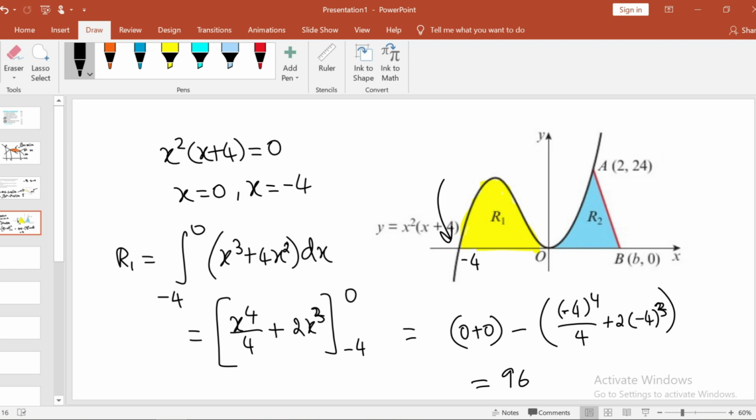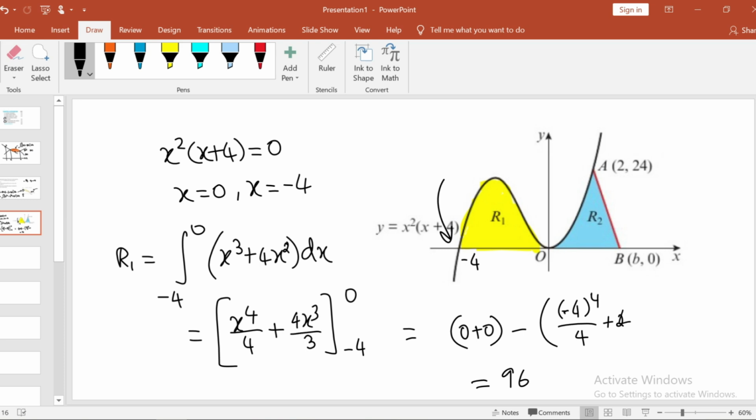Why 24 over 3? Sorry? It will be 4x cubed over 3. Oh my god, my brain is not working today. Okay, I'm making a lot of mistakes today. Okay, you are right. It should be 4x cube over 3.